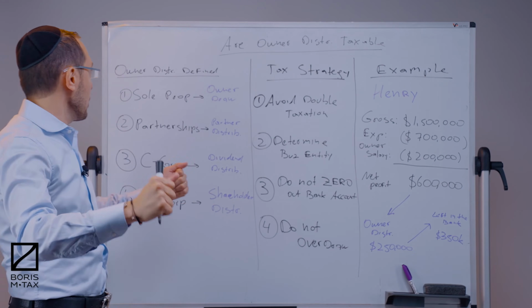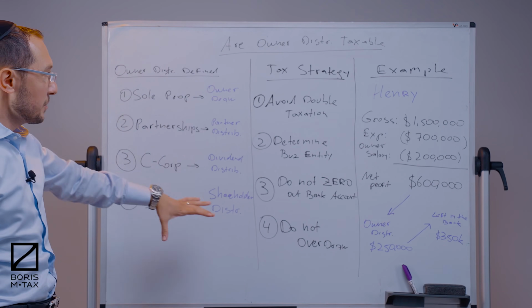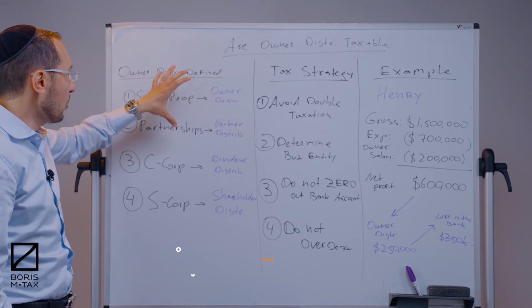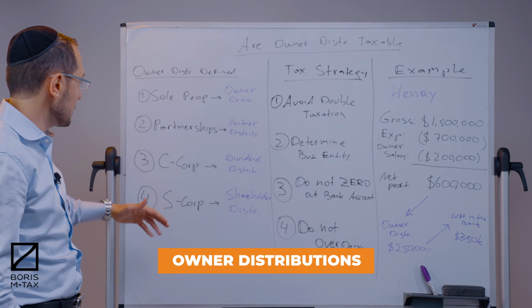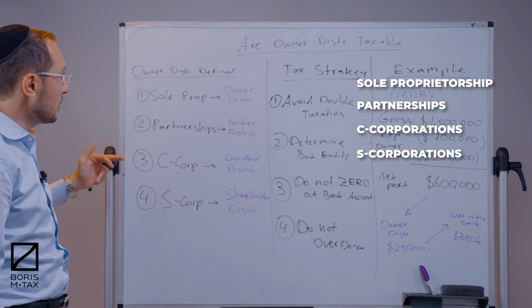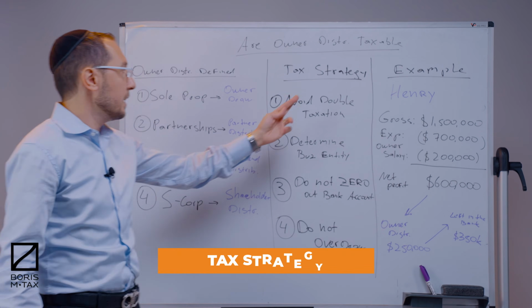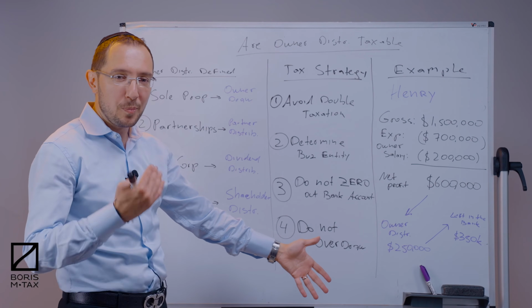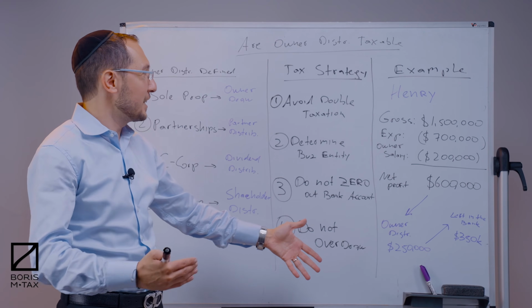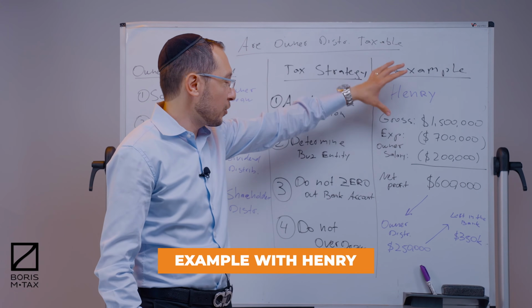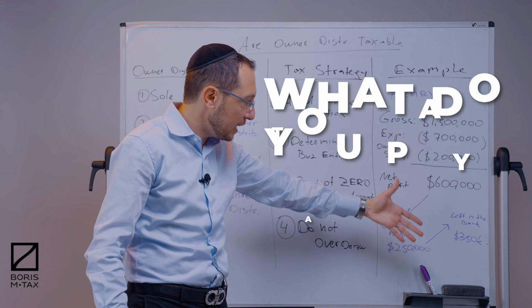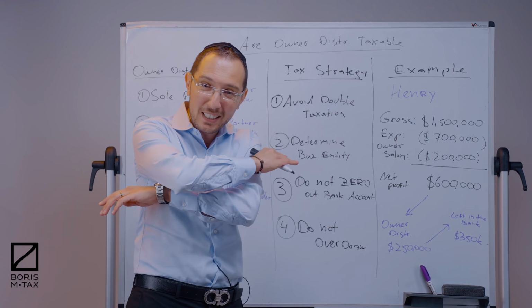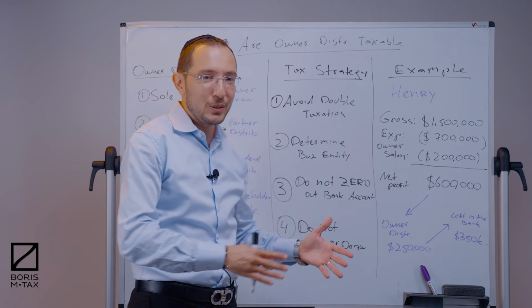Cool, let's get started. So I've broken it down for you in three simple steps, as always. First of all, we're gonna define what owner distributions really are for different types of entities: sole proprietorship, partnerships, C corporations, and S corporations. Then we're gonna talk about a tax strategy, what to do and what not to do with your bank account, owner distributions, and so forth. And then we're going to talk about Henry. I've written out a nice example so I can explain what you pay tax on, what you do not pay tax on, and what really not to do, and follow this strategy.